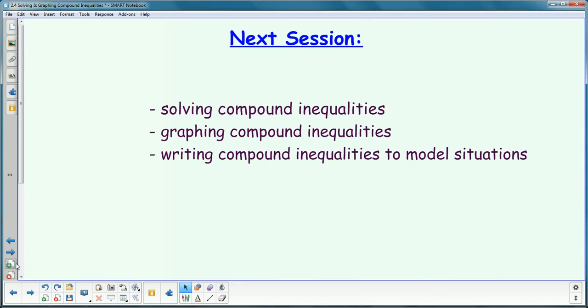So next time we will practice solving and graphing some of those inequalities, and then we'll also focus a lot on writing compound inequalities to model situations that we have.